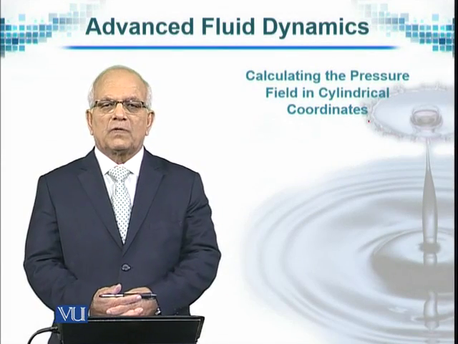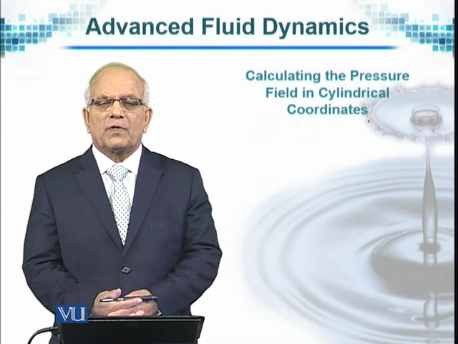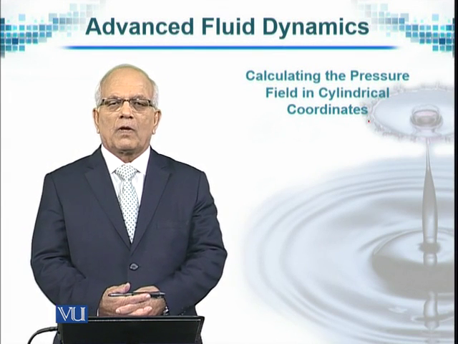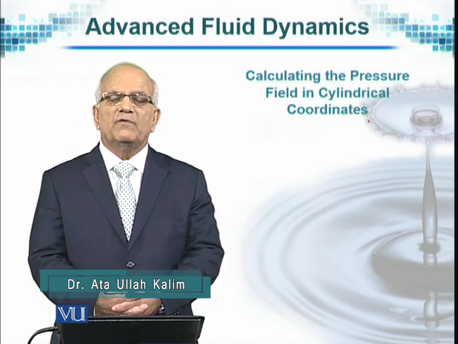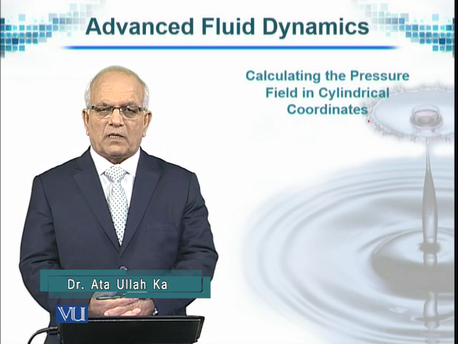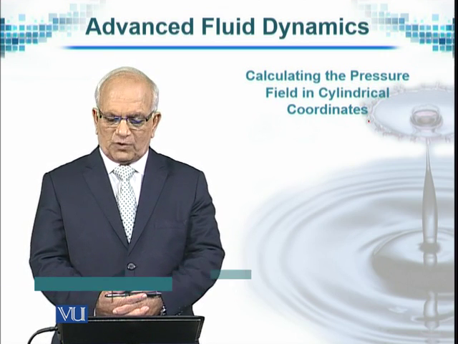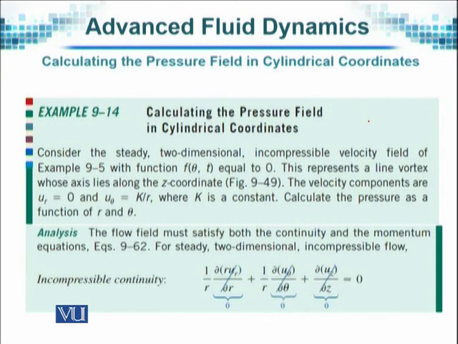We just solved an example using the Navier-Stokes equation for a two-dimensional motion in rectangular coordinates x, y and determined the value of pressure. We try to do a similar exercise now, but this time by using cylindrical polar coordinates. And therefore, let us see the problem that has been given to us.